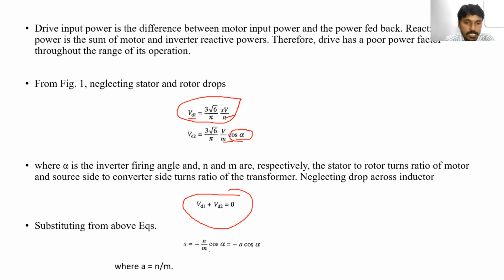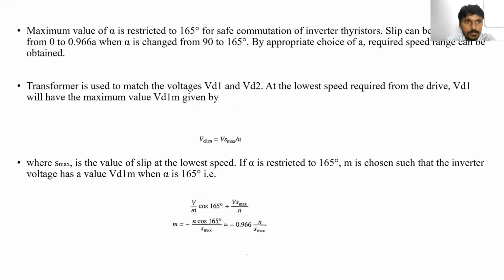S is equal to minus N upon M into cos alpha, that is equal to A minus A into cos alpha. From these two equations, VD1 and VD2, you can divide the two equations, and we can get minus N upon M into cos alpha. N by M we can write as a constant value, that is A. A is nothing but N by M, the stator to rotor turns ratio, a constant value, minus A into cos alpha.